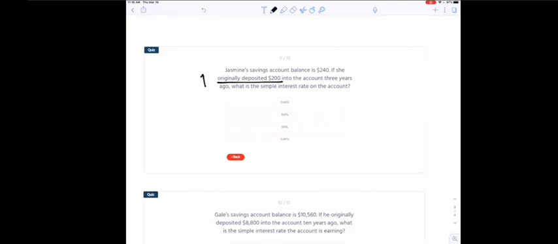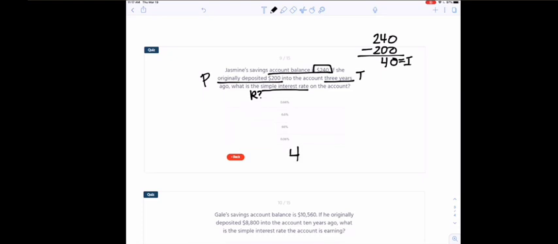So it says she originally deposited $200. That's our principal. 3 years ago, that's our time. What is the simple interest rate? We're looking for R again. And again, it gives us the account balance, which is $240. We're going to subtract: $240 minus the 200. 0 minus 0, 4 minus 0, 2 minus 2. This is interest. So now that we have that, let's plug it into our equation.